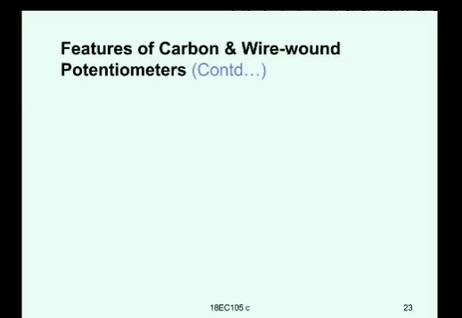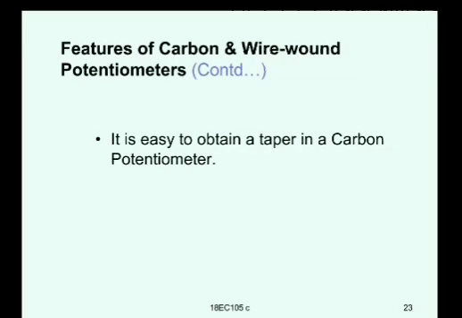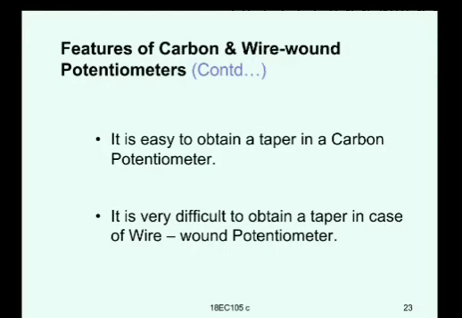So that is where the advantage of wire wound potentiometers is. Now looking at further features, it is very easy to obtain a taper in a carbon potentiometer. The taper, what we are referring to, is the change in the resistance along the length of the carbon track or the variable point. It is very difficult to obtain a taper in the case of wire wound potentiometers.